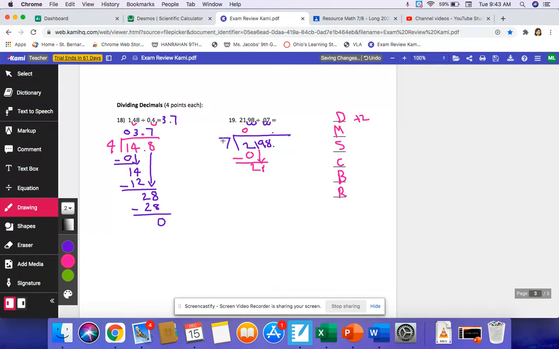21 divided by 7 is 3. 3 times 7 is 21. I subtract, and I bring down. 9 divided by 7 is 1. 1 times 7 is 7. Subtract, I get 2. And I bring down this 8.